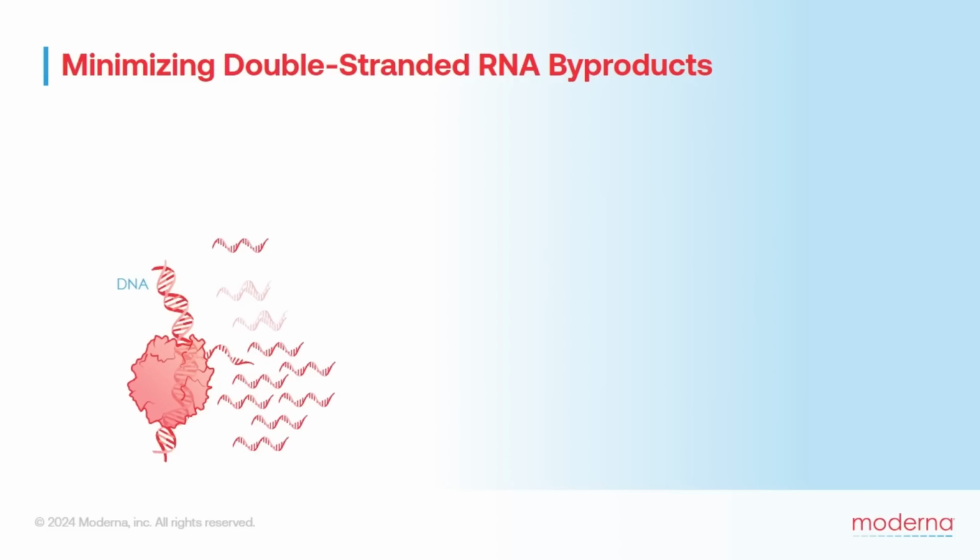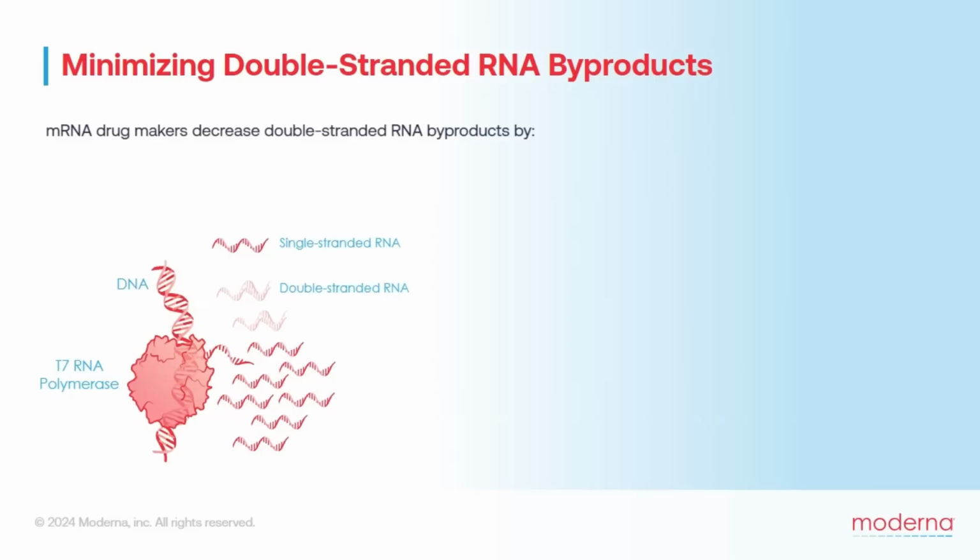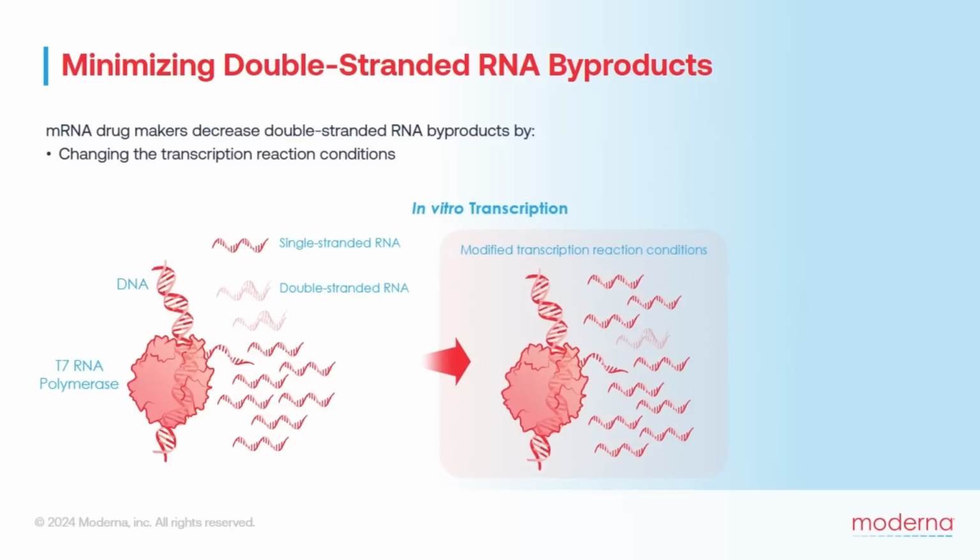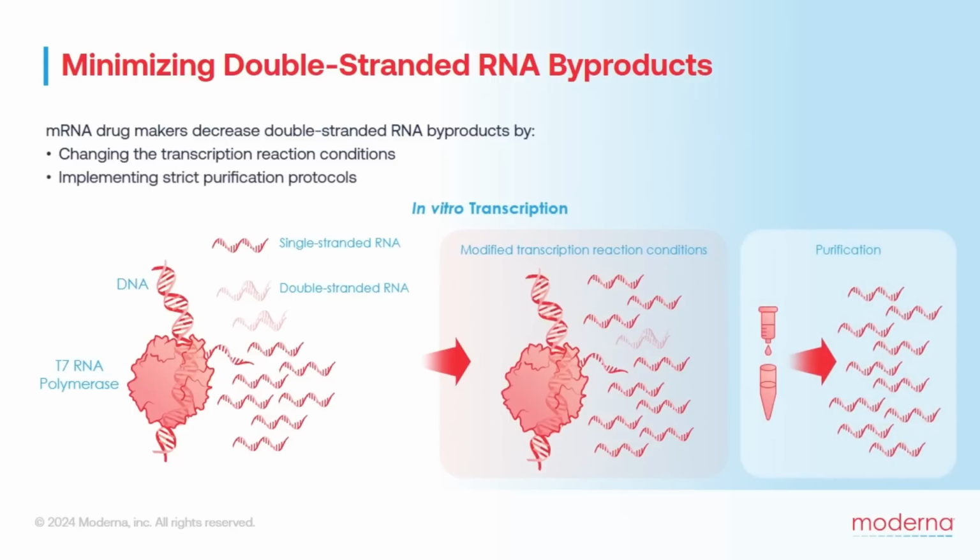Unfortunately, the traditional process of transcribing mRNA using T7 RNA polymerase also generates a small amount of double-stranded RNA byproducts. To make an effective mRNA medicine, these double-stranded RNA byproducts need to be kept to a minimum. Fortunately, mRNA drug makers have now found very efficient ways to decrease the amount of double-stranded RNA byproducts, both by changing the transcription reaction conditions and by implementing strict purification protocols.